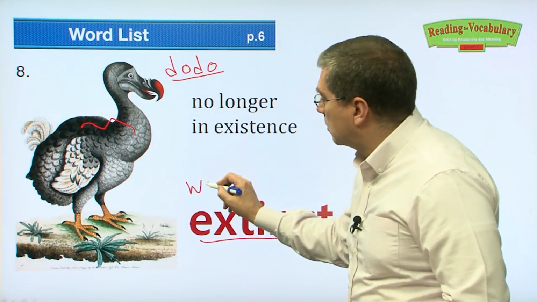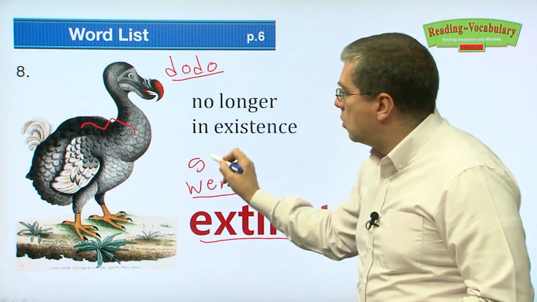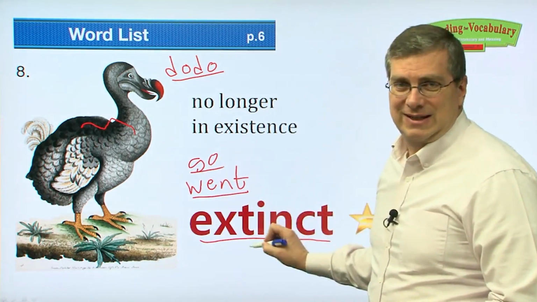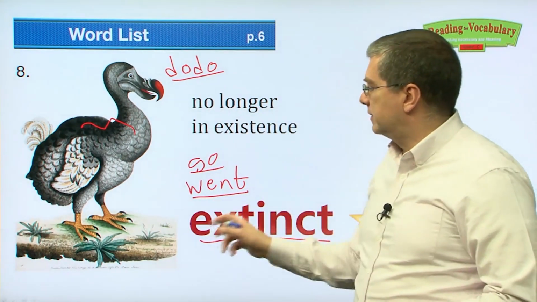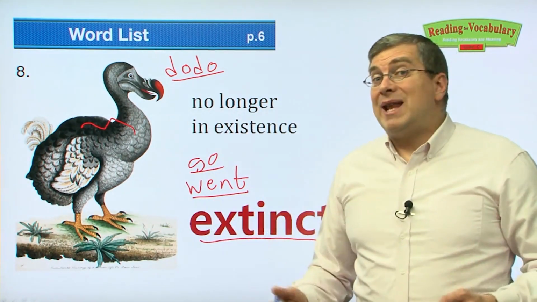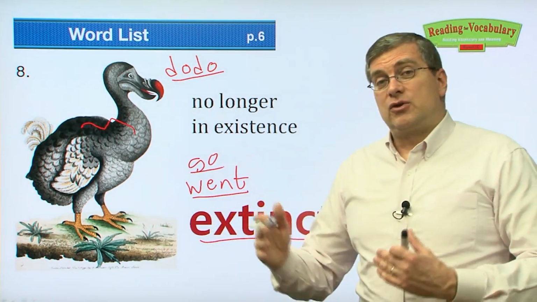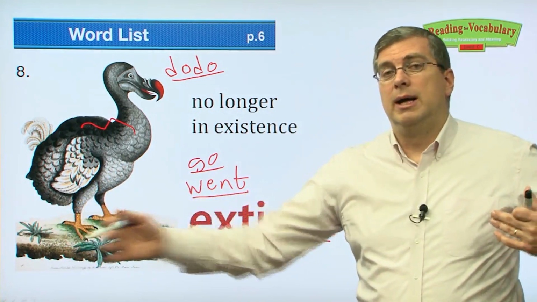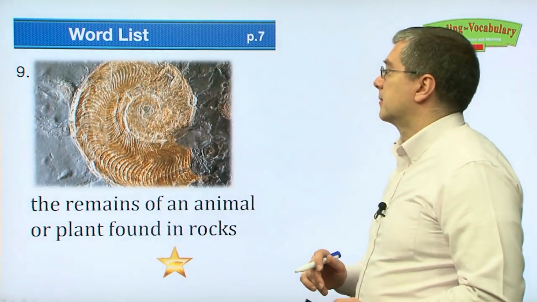So we can use the word go, this is past tense, right? To go extinct, the dodo bird went extinct, past tense, okay? No longer in existence is extinct. And many animals have become extinct over the history of the earth. The earth's history is very, very long, and many animals have gone extinct, many types of animals.